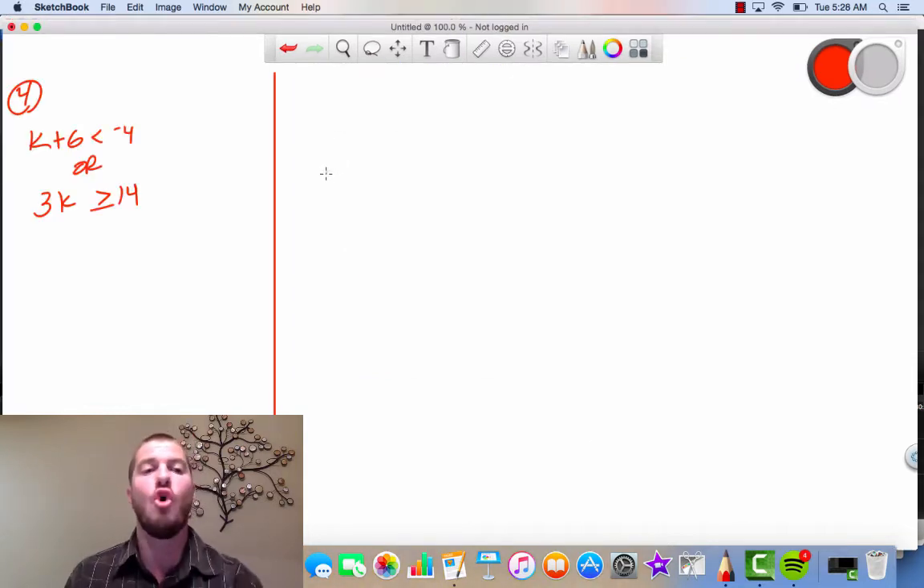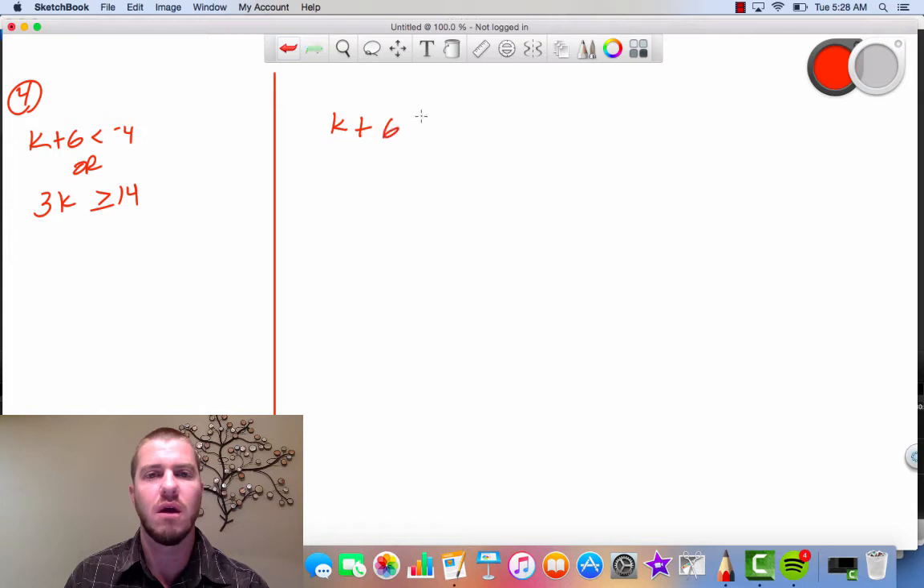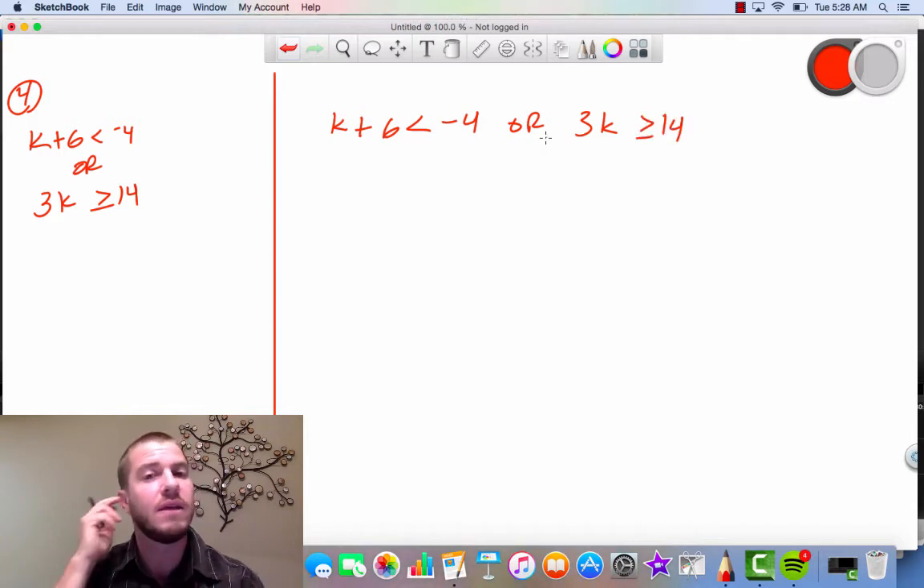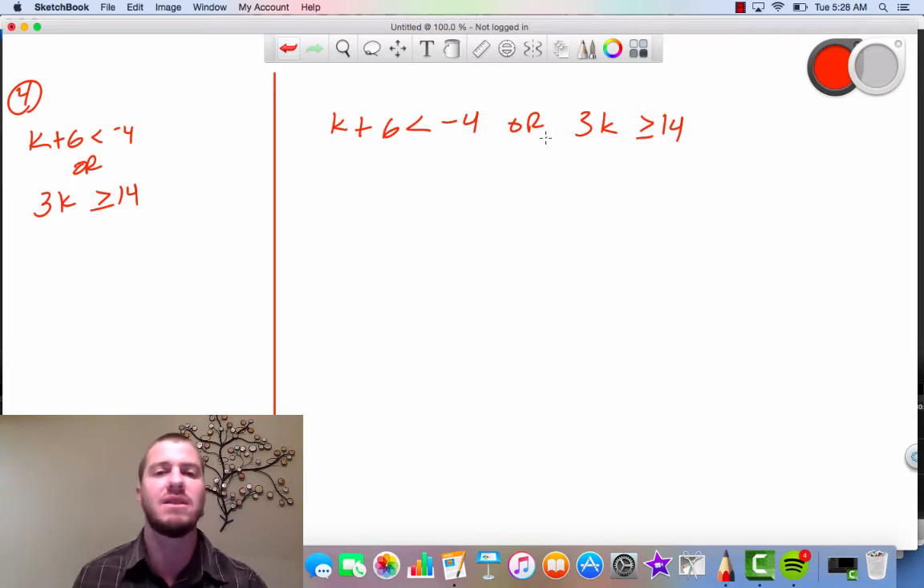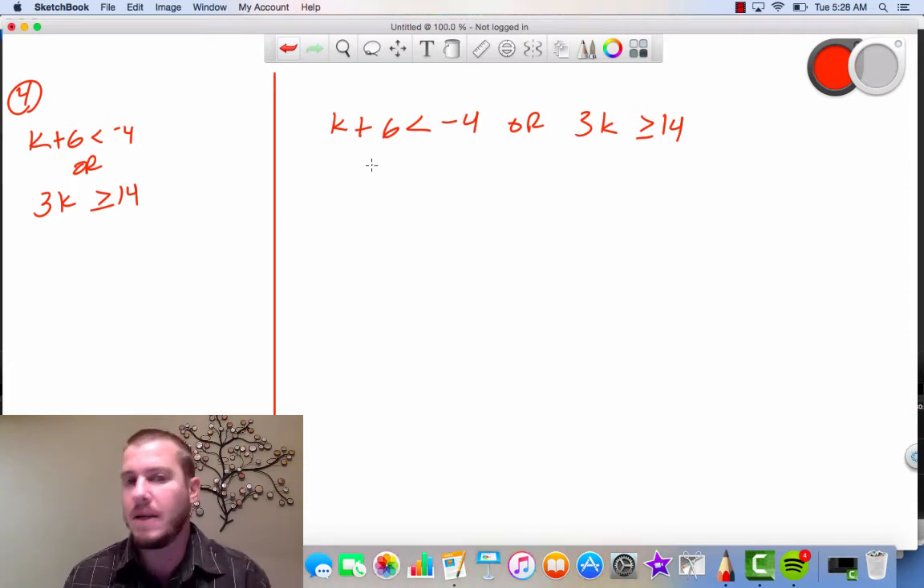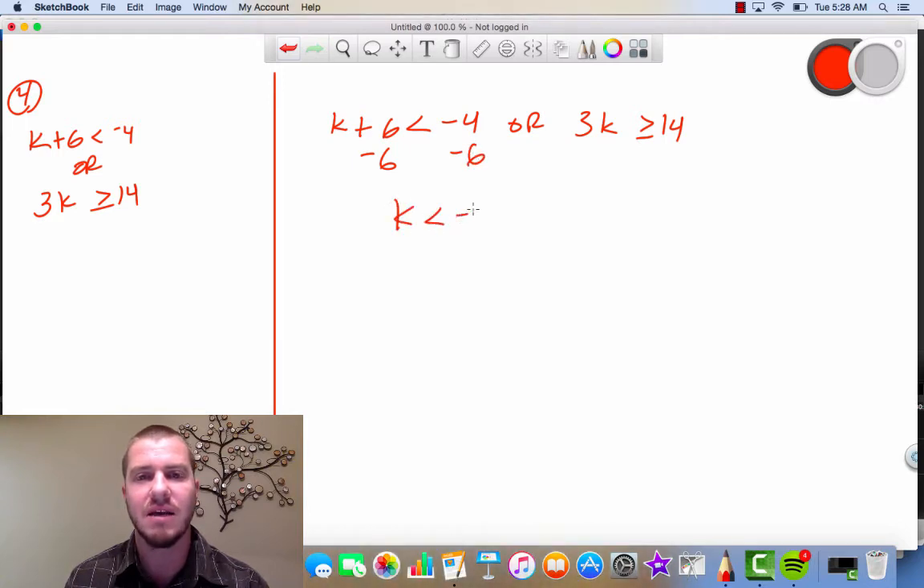You could also have an or problem. Okay, and so what this one is, k plus 6 is less than -4, or 3k is greater than or equal to 14. And then these you're just solving separately, like I did the last one when I split that and solved them separately. So I subtract 6, k is less than -10. And this one, divide by 3, k is greater than or equal to 14 over 3.